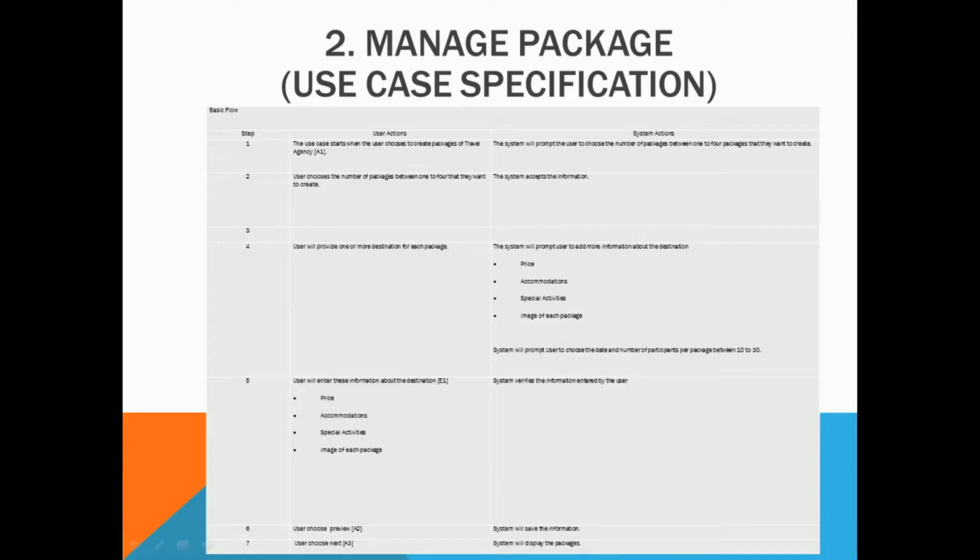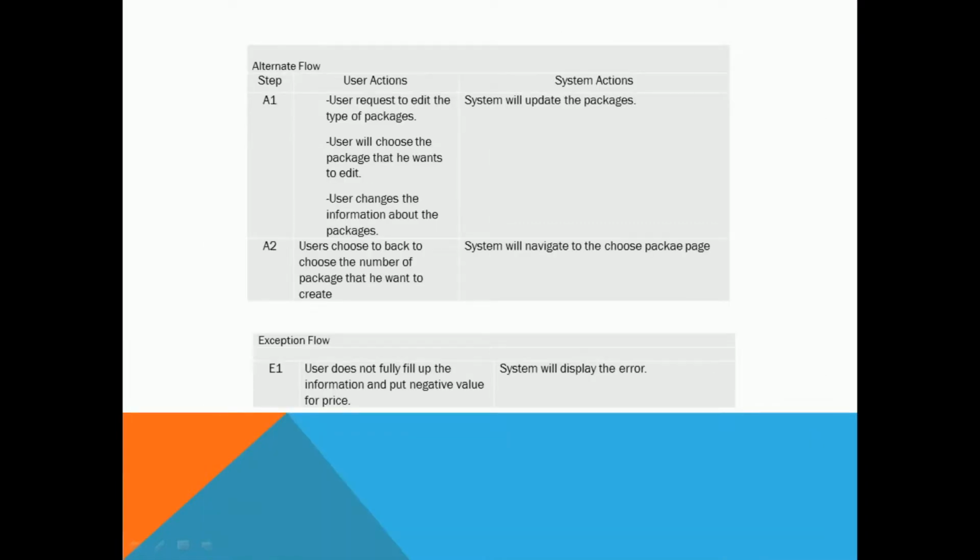And then the system will verify the information entered by the user. Then the user will choose review, and the system will save the information, and the user chooses next. The system will display the package. This is the basic flow, and then we go to the alternate flow.